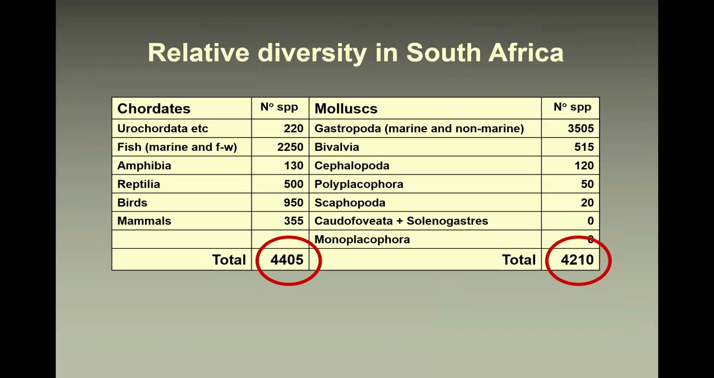In terms of the relative diversity in South Africa, don't worry about all these figures here. The totals for chordates are about 4,400, and for mollusks about 4,200. So similar levels of diversity across the phyla. But if you think about the number of people studying chordates as opposed to the number studying mollusks, then it's very, very different.